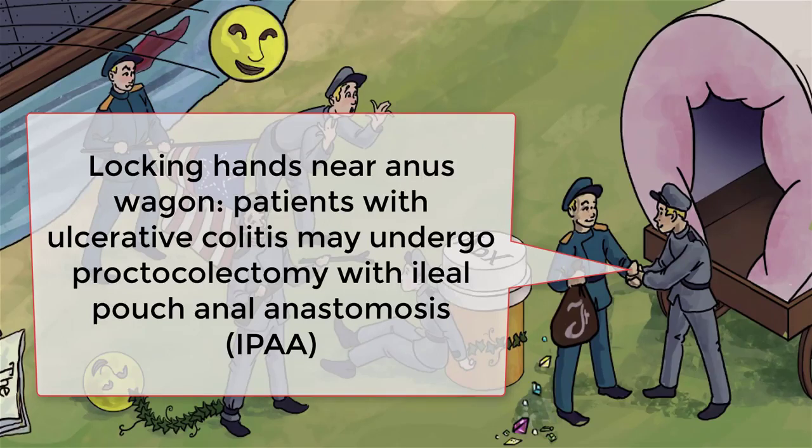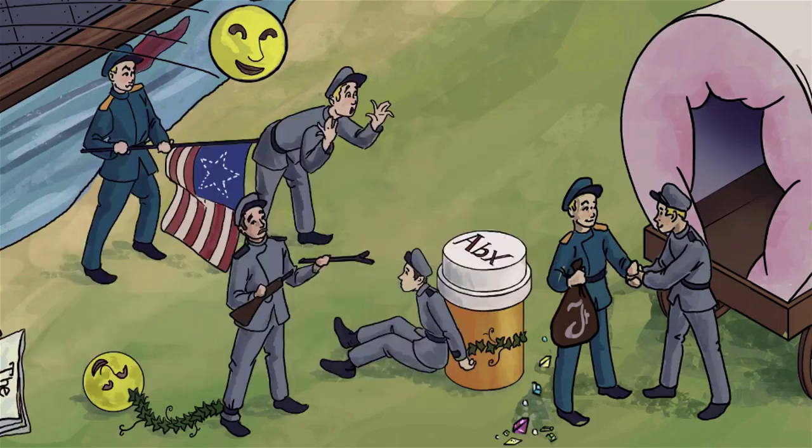Anastomosis means a connection, typically sewn or stapled, and remember that procto refers to the rectum. So the name of the surgery is a complex way of saying removal of the colon and rectum and reconnection of the anus to a pouch made of ileum. Since the entire colon and rectum is removed, there is no more vulnerable mucosa to cause nasty symptoms.